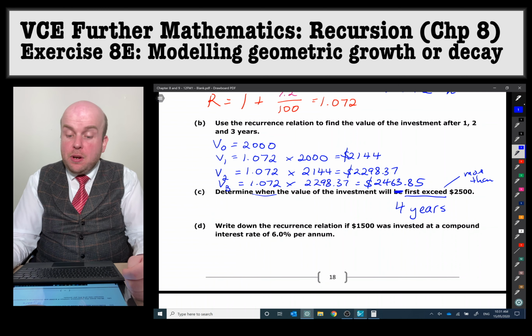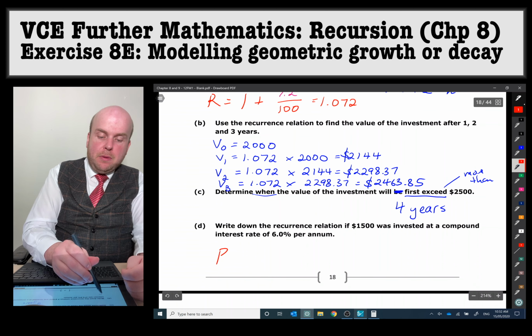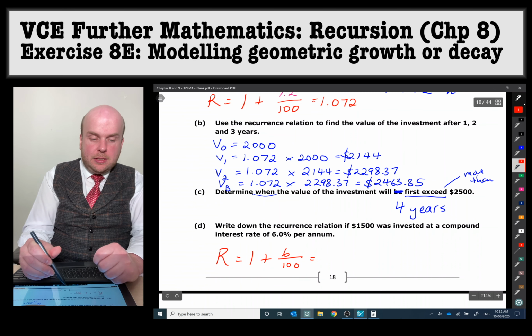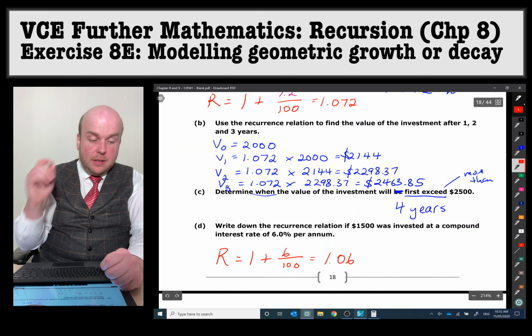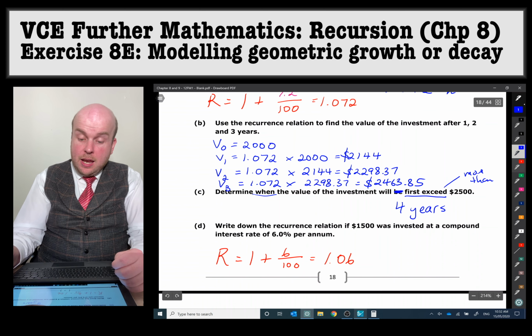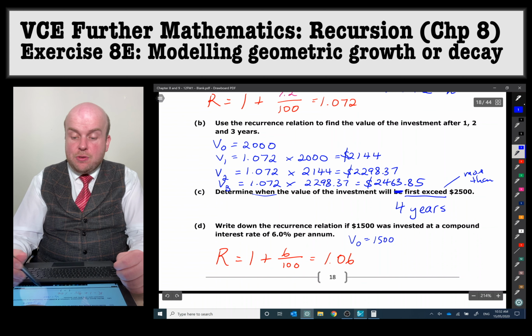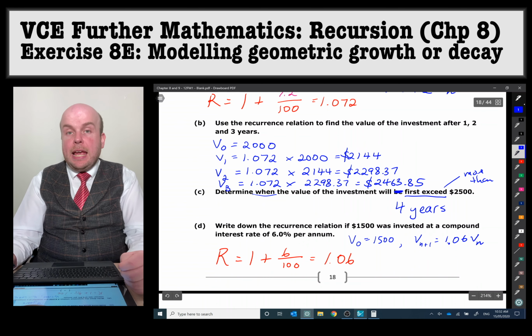D, write down the recurrence relation if $1,500 was invested at a compound interest rate of 6.0% per annum. So once again, we want the R, which is 1 plus 6 over 100, and that's going to be equal to 1.06. And now I will write it like so. So V0, the initial, was 1500. And then Vn plus 1 is equal to 1.06 times by Vn.